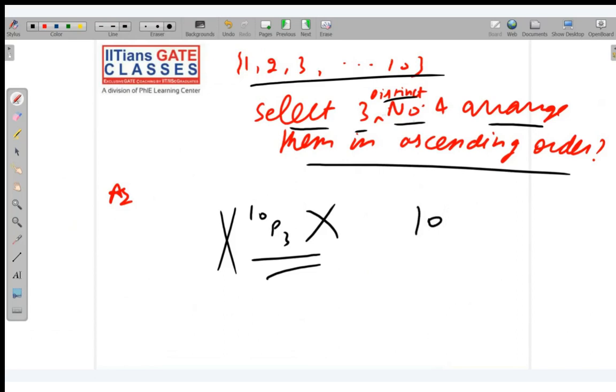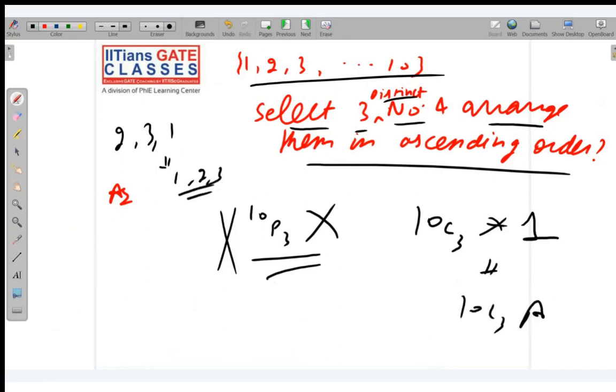So select 3 distinct numbers. From 10 numbers we want to select 3, so 10C3. Now we want to arrange them in ascending order. How many ways? Obviously there is only one way. For example, if you pick 2, 3 and 1, the way is 1, 2 and 3. That's it. So the answer is 10C3 only.